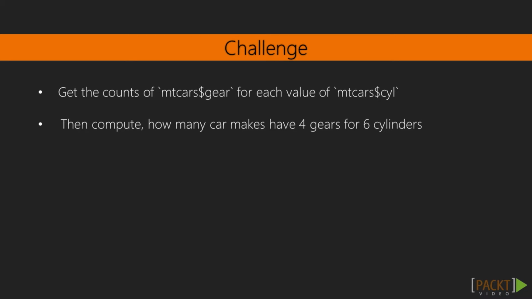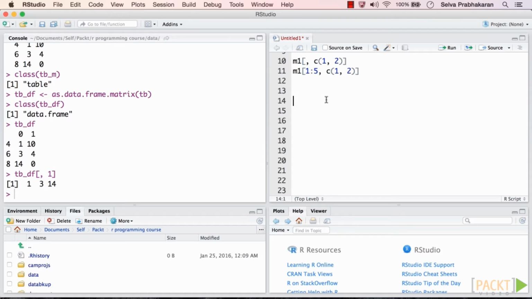Let's do a quick challenge before we end this video. Get the counts of mtcars$gear for each value of mtcars$cyl. Then tell me, how many car makes have 4 gears for 6 cylinders? Like always, try it yourself, and after a few seconds, I will show you the answers. Good luck! So, here's the answer.